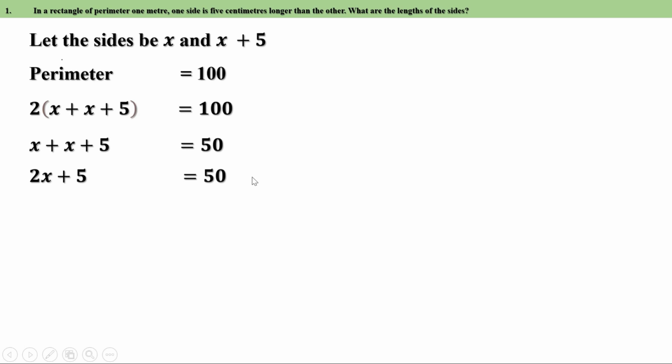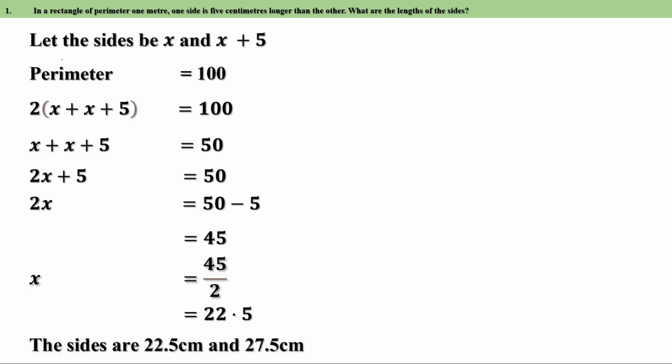Taking 5 to the other side, we get 2x equals 50 minus 5 or 45. Taking 2 to the other side, we get x equals 45 by 2 or 22.5. x is 22.5 centimeters. Then the longer side is x plus 5 or 22.5 plus 5, that is equal to 27.5 centimeters. Therefore, the sides are 22.5 centimeters and 27.5 centimeters.